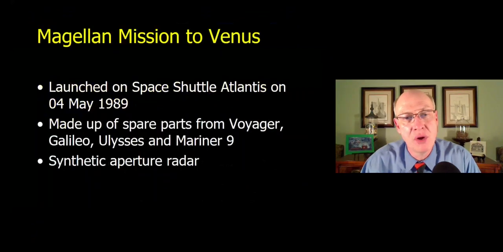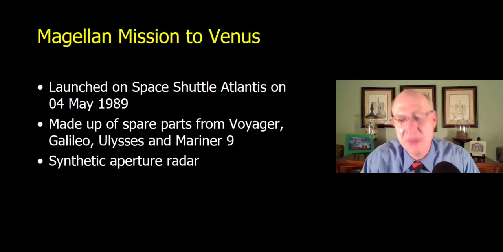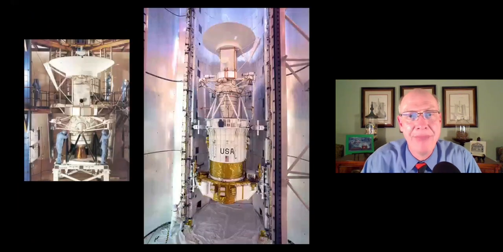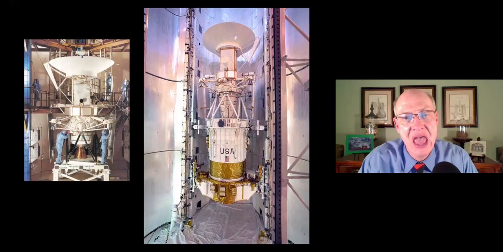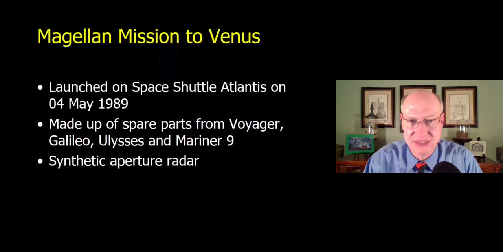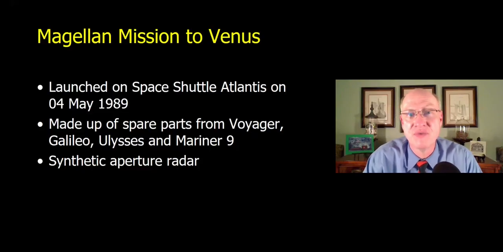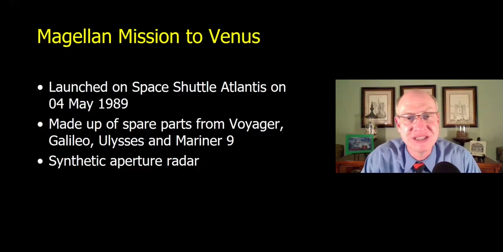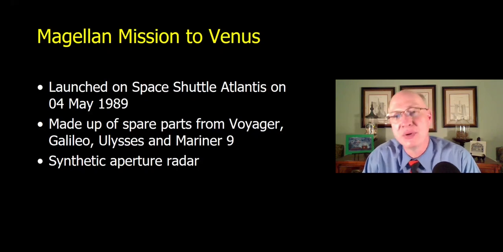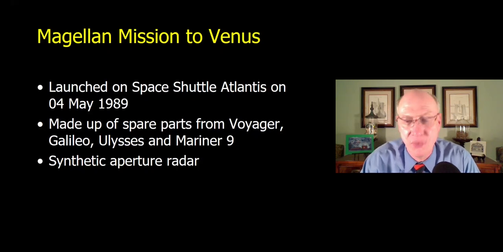Well, let's talk a little bit more about mapping the surface of Venus. The mission that has done the most to map the surface of Venus is called the Magellan mission to Venus. Magellan was launched on the Space Shuttle Atlantis in May of 1989. It's a really interesting mission because the spacecraft was made up of a lot of spare parts. They took spare parts from the Voyager mission, the Galileo mission to Jupiter, the Ulysses mission to study the sun, the Mariner 9 mission. They put all these parts together, along with new parts that they needed to build for it.